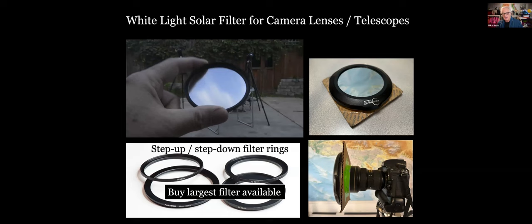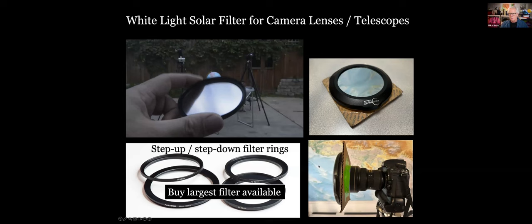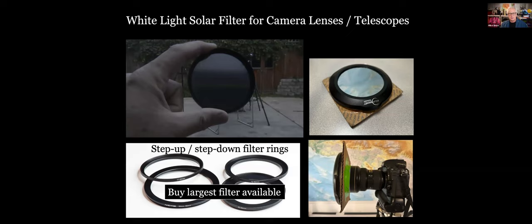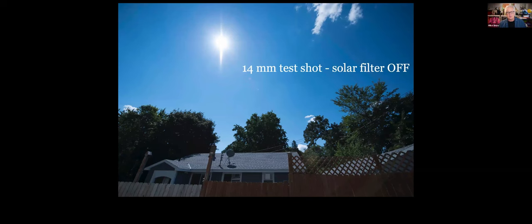And then on the right, you can see my beautiful adaptation of a telescope filter for my wide angle zoom lens. So yeah, we'll be talking about that a little bit later, but that's what these things look like. And just to be clear about the effect of these solar filters on your photography, this is an image from my backyard from 2017 with the solar filter off. And then immediately after I took this photograph, I put my solar filter on and took this photograph. And that's the sun, that little orange dot right there.